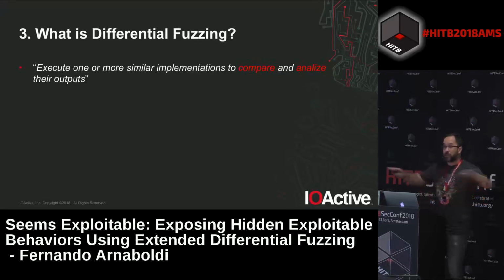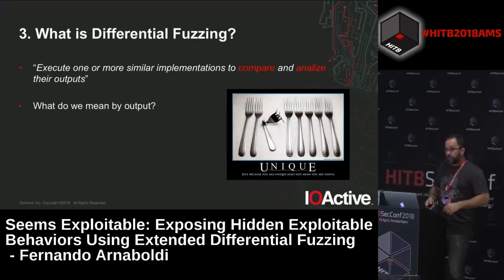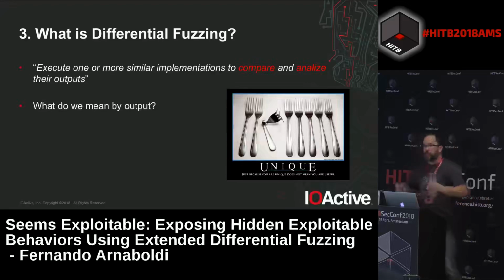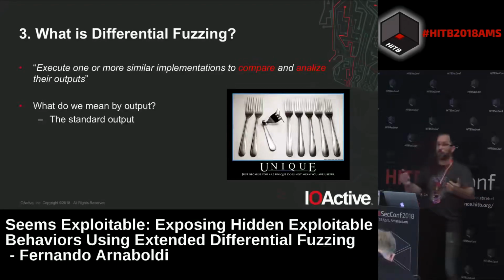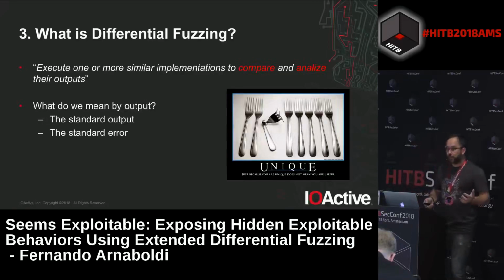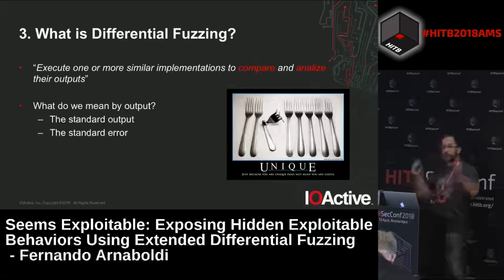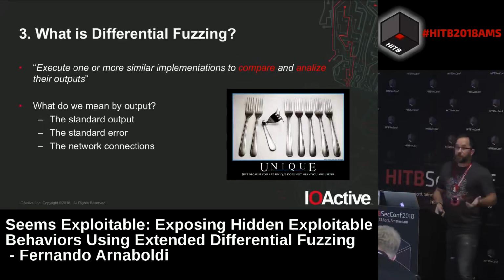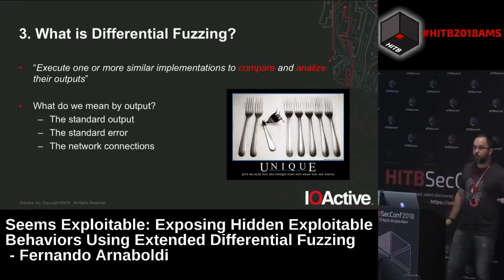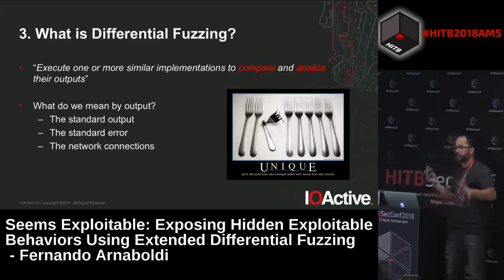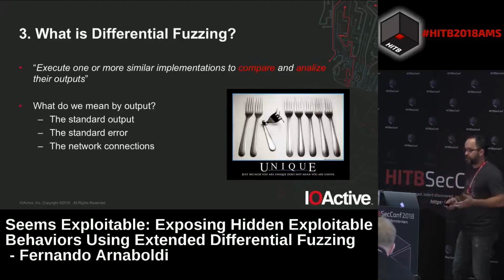Again, the logic is always the same. You're trying to find different things when you're putting a certain type of input. The thing is, what do we mean by output? There are a number of possibilities that haven't been fully explored. Of course, it's going to be the standard output, but also it could be the standard error. If there are differences in the error, perhaps we're going to do something about that. Sometimes software will try to open network connections, and sometimes other pieces of software will not open those network connections. And that's how you can detect that something is not working as expected.